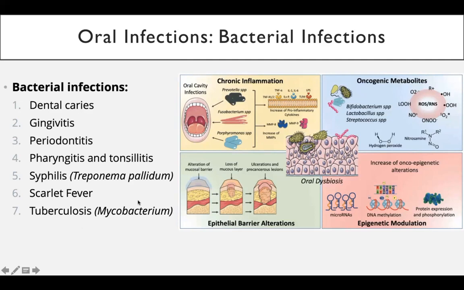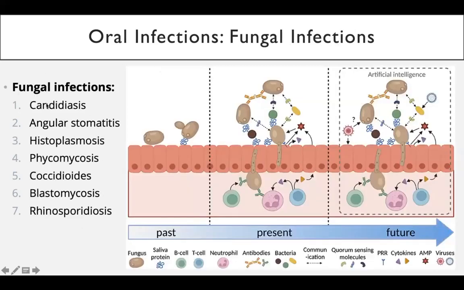So for bacterial oral infection, we will focus on scarlet fever and tuberculosis, because they have very peculiar pathognomonic hallmark features found on the tongue. And then for fungal infections, as you know, oral thrush, oral candidiasis is the number one most famous and important. So we will just be studying only candidiasis for fungal infection.